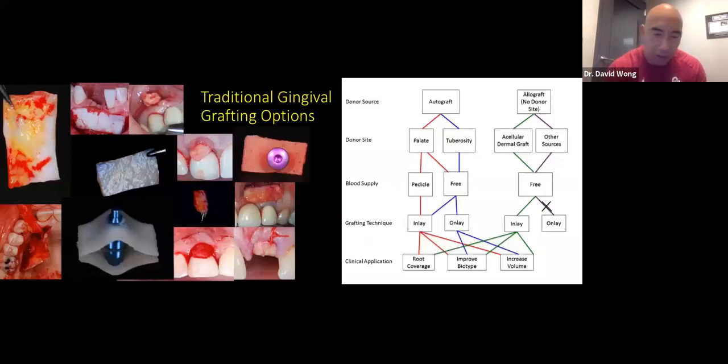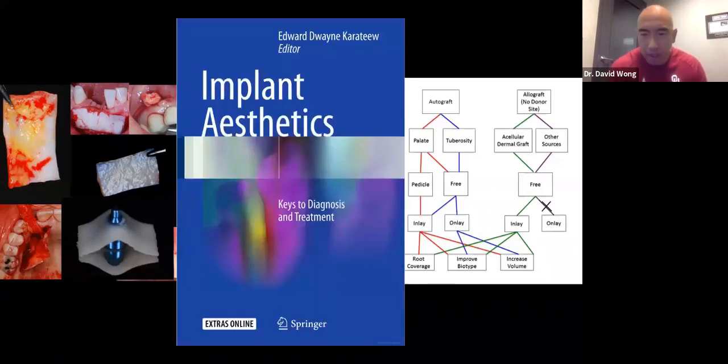So I'm going to keep it simple today, and we can have a further discussion later on, hopefully when I see you guys in person one day. So this is all in our textbook from Dr. Dwayne Caratu. It's called Implant Aesthetics. My chapter is in there as well to go over some of these techniques in more detail.